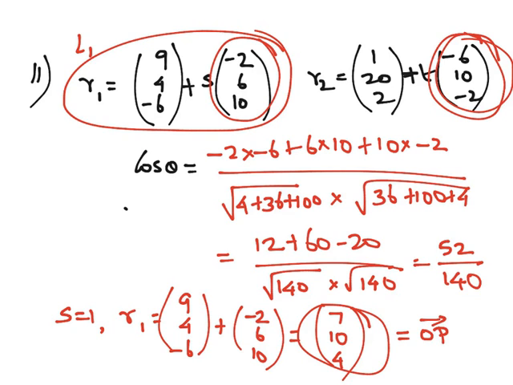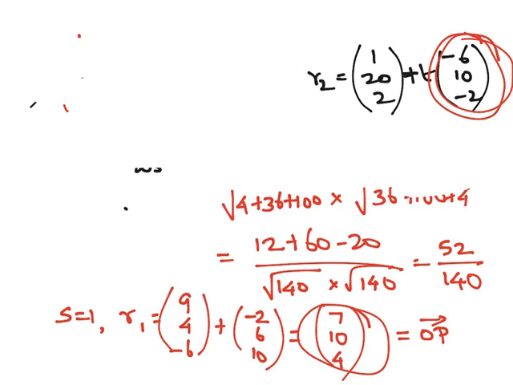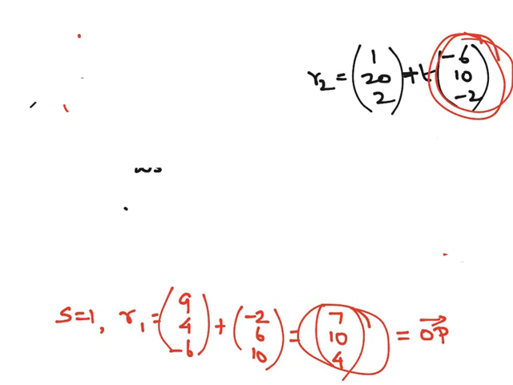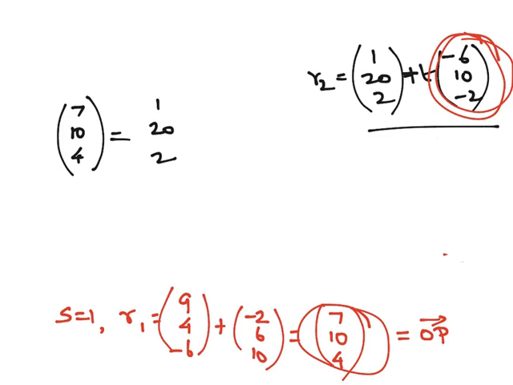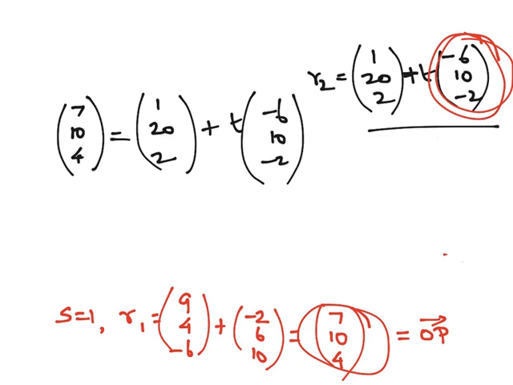Show that P is also on L2. So we need to show that the point P also lies on L2. How do you show that? Take the position vector of P, which is (7, 10, 4), and equate it to (1, 20, 2) plus t times (-6, 10, -2).